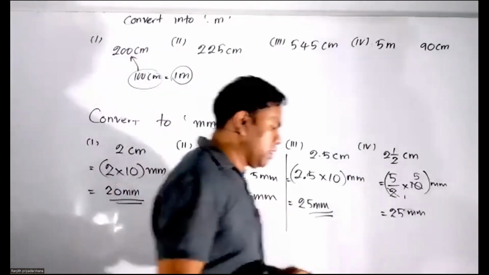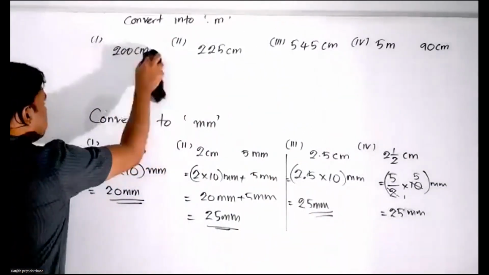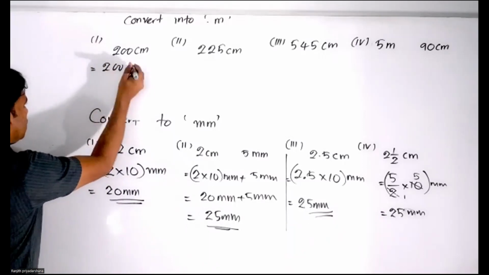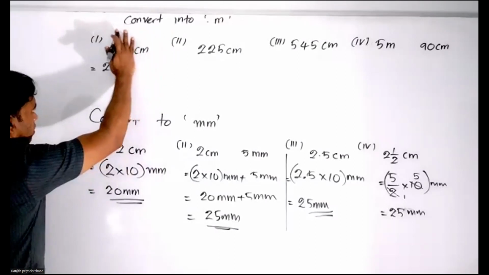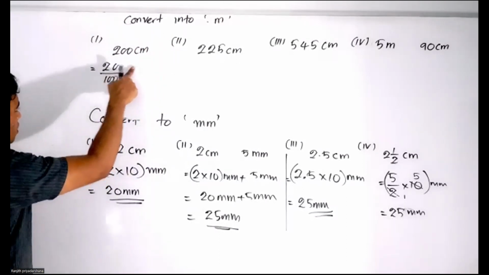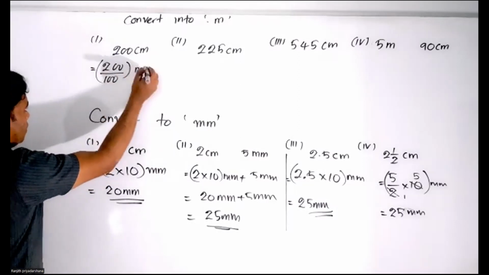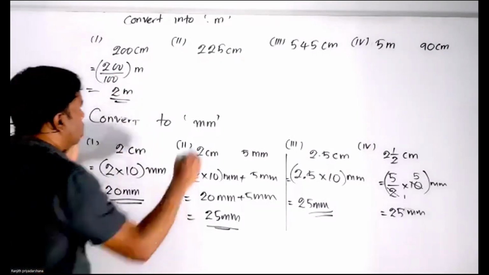So you have to divide that 200 by 100. Don't use this method. Don't write this. So you have to use that fraction like division in this way, right? Then it becomes meters. How many hundreds to 200? That's 2 meter, right?